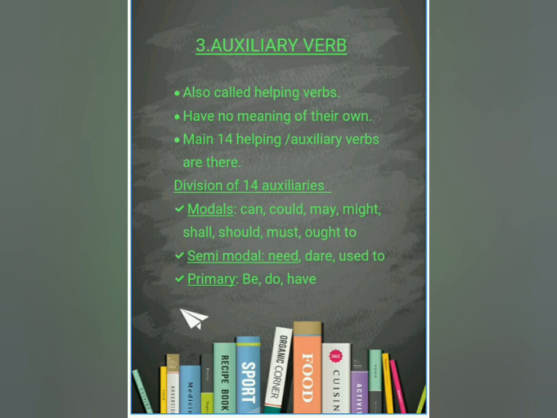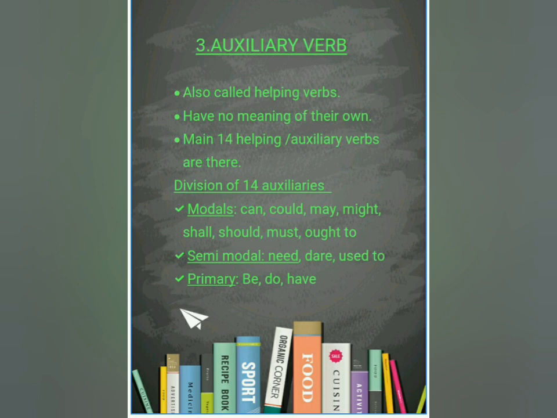Here in this slide you can see division of all these auxiliary words. Basically, it is divided into 3 categories: modal, semi-modal, primary. In modals, you will have can, could, may, might, shall, should, must, ought to. In semi-modal, you have need, dare, used to. In primary, you will have be, do, have.